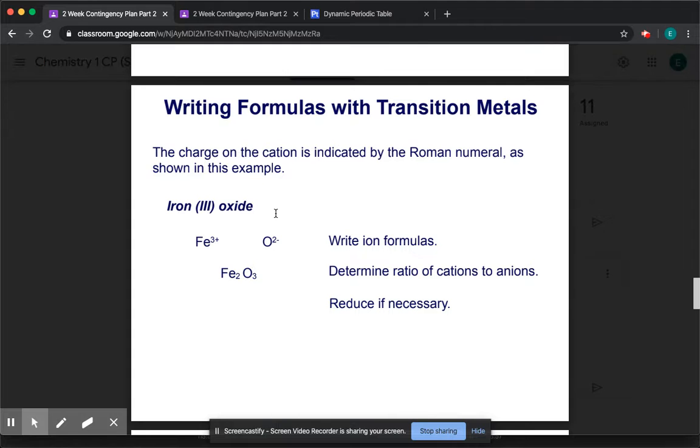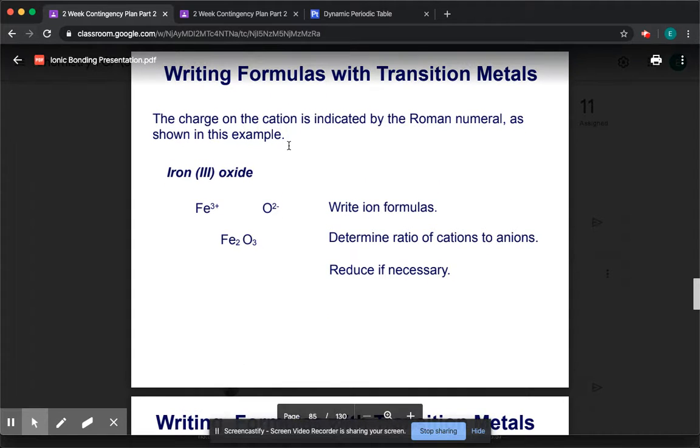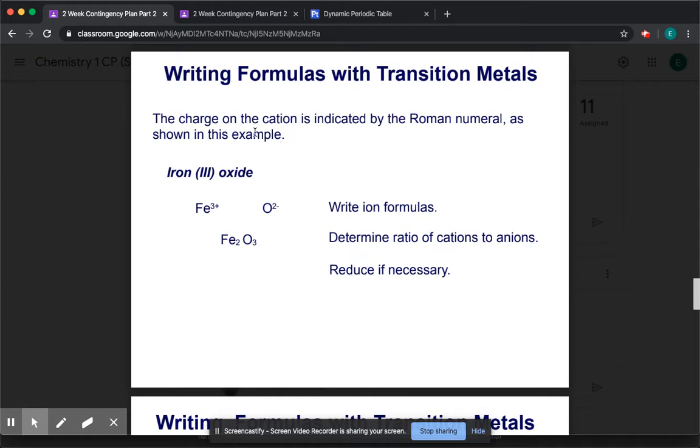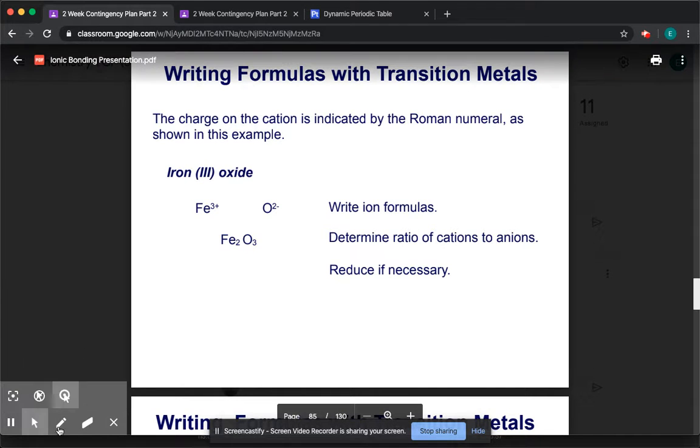And now let's go to formula writing. These are examples of everything we just went through. In this case, they're telling us the name: iron 3 oxide. If this wasn't there and you just had iron oxide, that's not enough information to write the formula. We need to know what the charge on the iron is. So in this case, it's iron 3, which means the iron is plus 3. And oxygen is minus 2. And now we need to figure out how many of each we have.